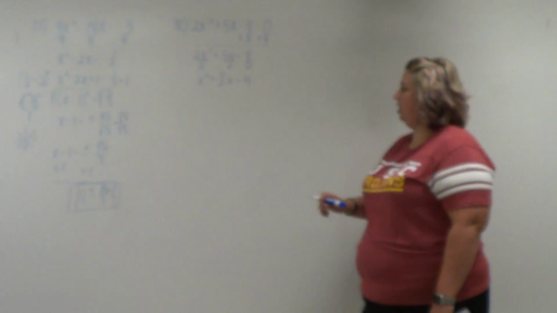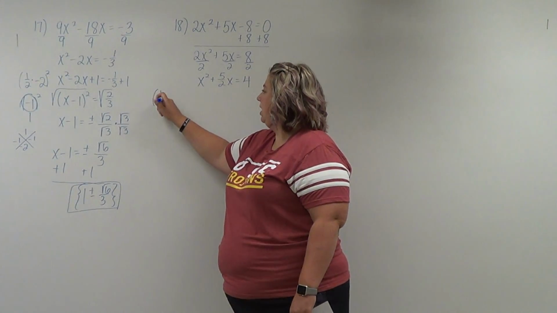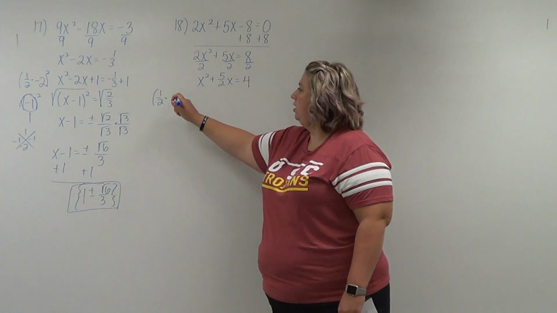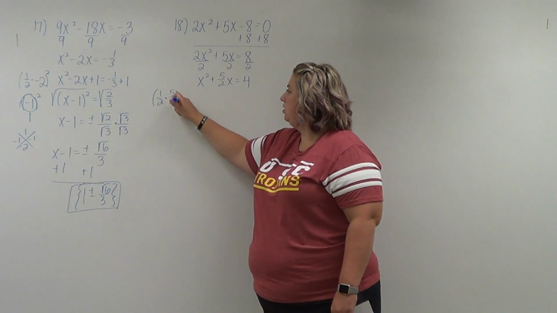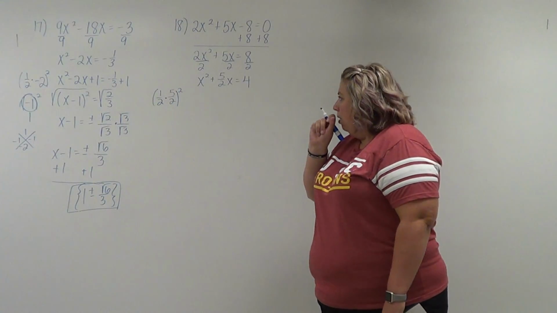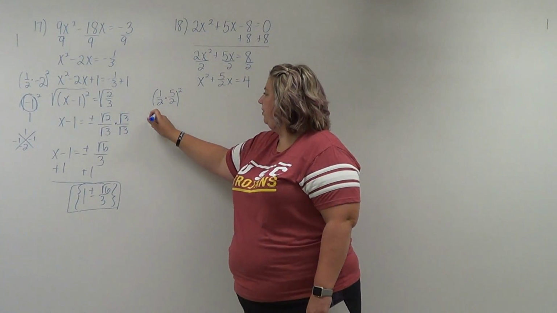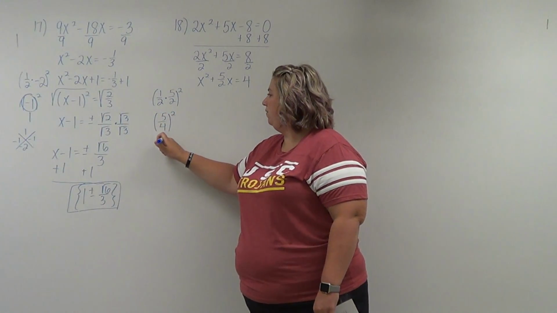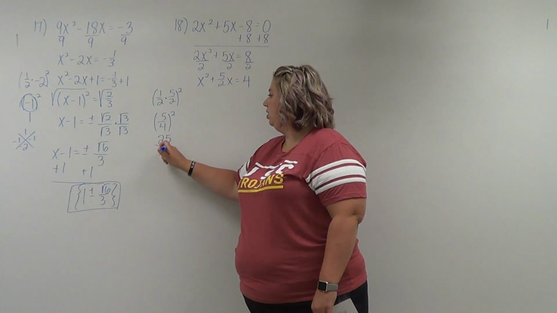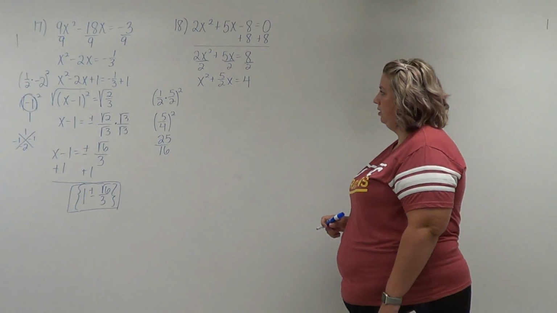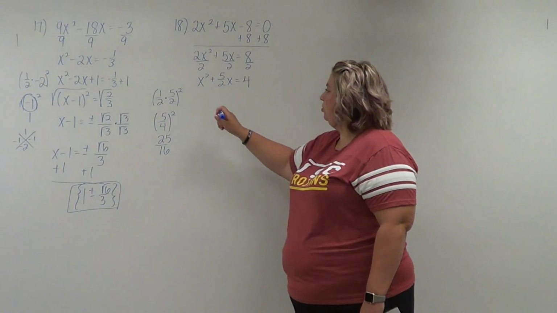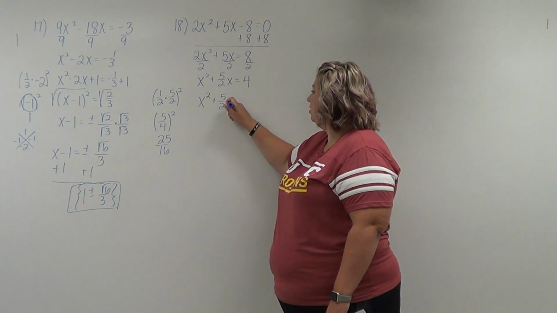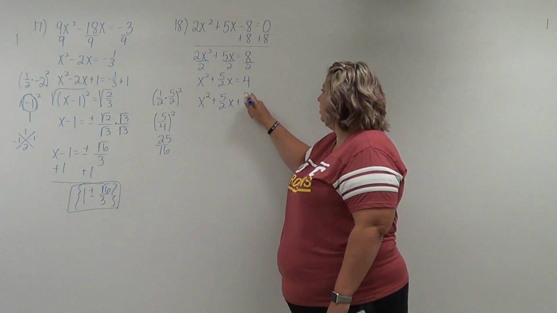Okay, now I complete the square. So I'll take a half times b. This is now your b. So 5 halves squared. Well, a half times 5 halves is 5 fourths. And 5 fourths squared is 25 sixteenths. So I'm going to add 25 sixteenths to both sides.